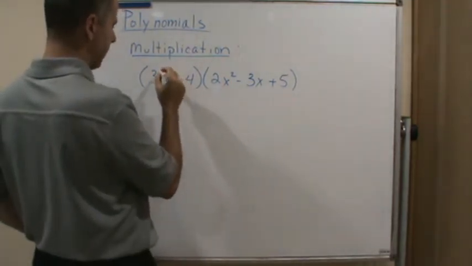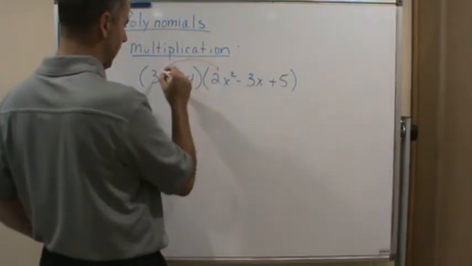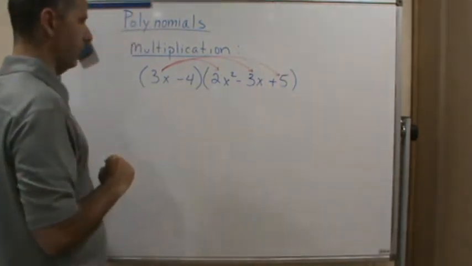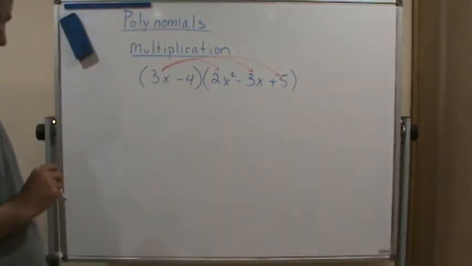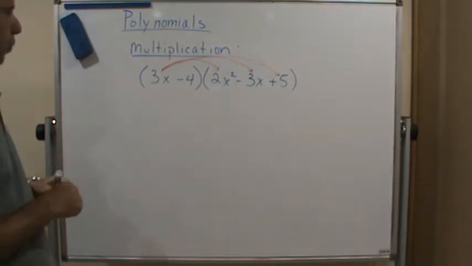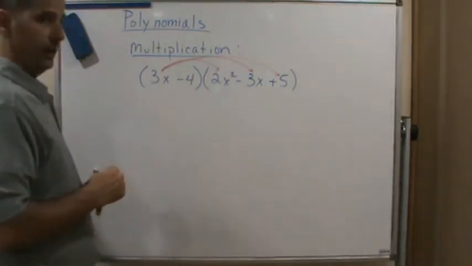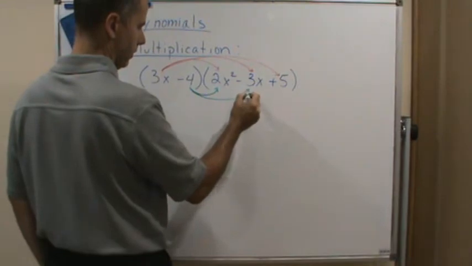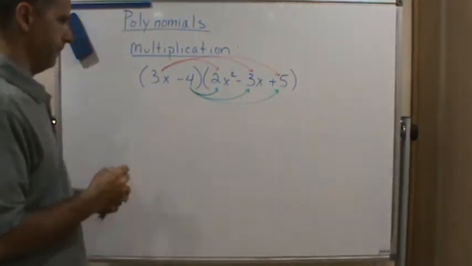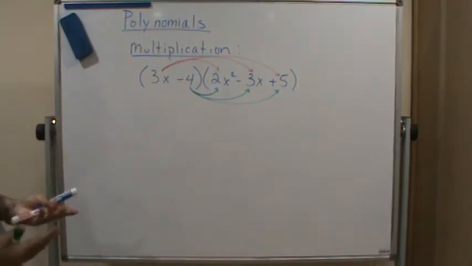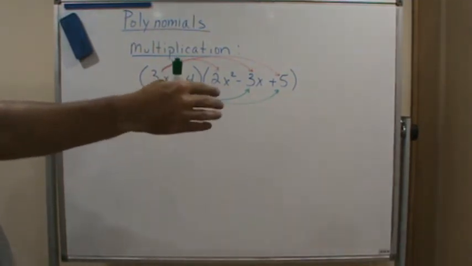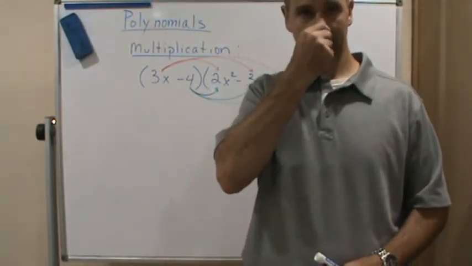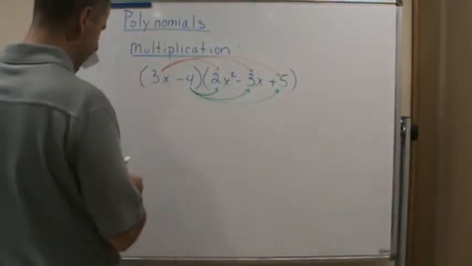For example, I'm going to take the 3x and multiply this term by every other term in the second one. And then when I'm done distributing the first one, I'm going to do the same thing with the second one. Once I do that, I'll just have a bunch of terms that I'm going to simplify by combining like terms. Okay? So let's do that.